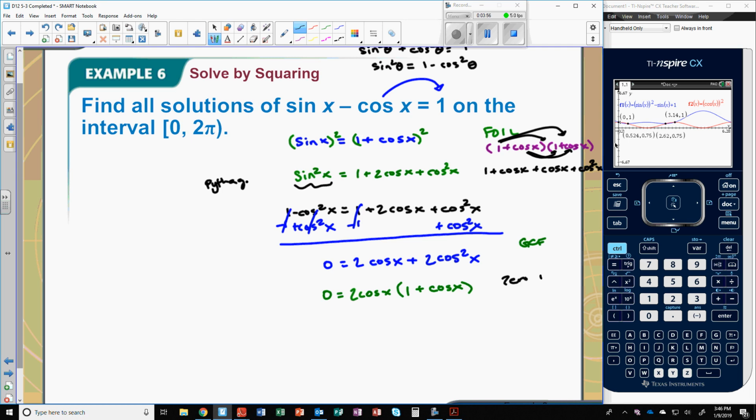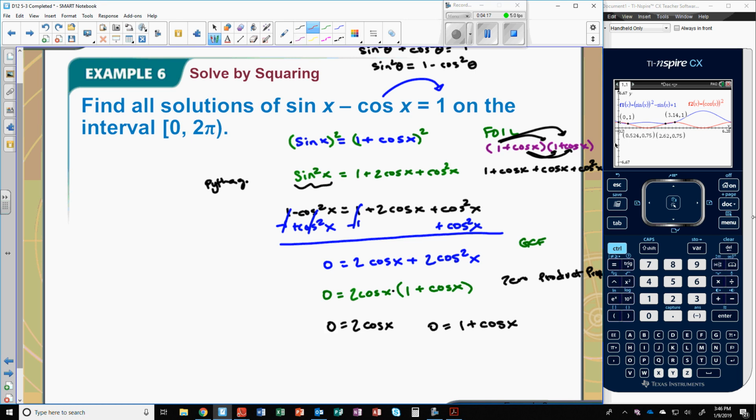And so now I have the zero product property. From the zero product property, that means I'm multiplying and I have a product of 0. The only way that can happen is that one of these two things has to equal 0. So either 0 equals 2 cosine x, or 0 would equal 1 plus cosine x. We'll solve this real quick.